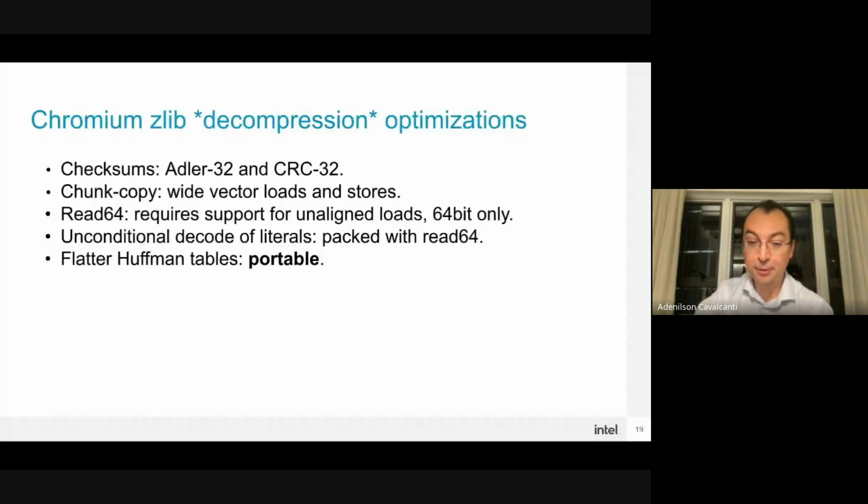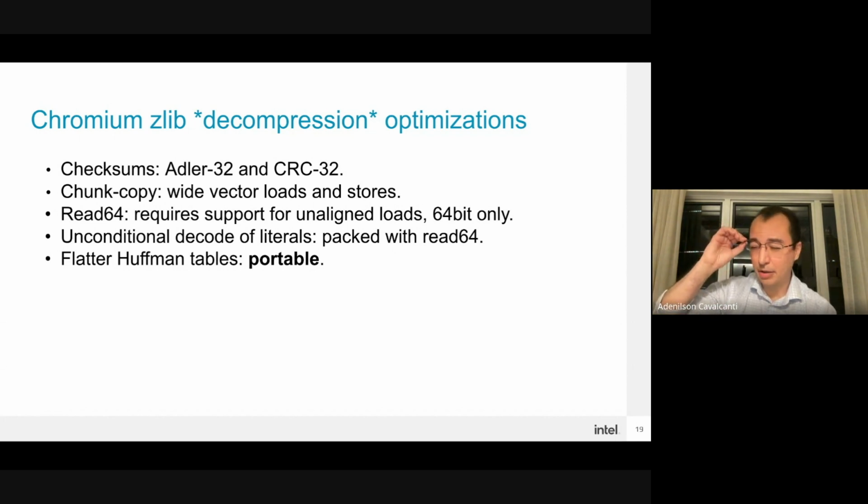All right, so let's talk about compression. The decompression optimizations in Chromium zlib can be split into 5 different optimizations. One is about checksums. The following one is about when you are writing decompressed data to the output buffer. And the other ones are related to reading data into the decoder with RISC-V, and conditional decode of literals.